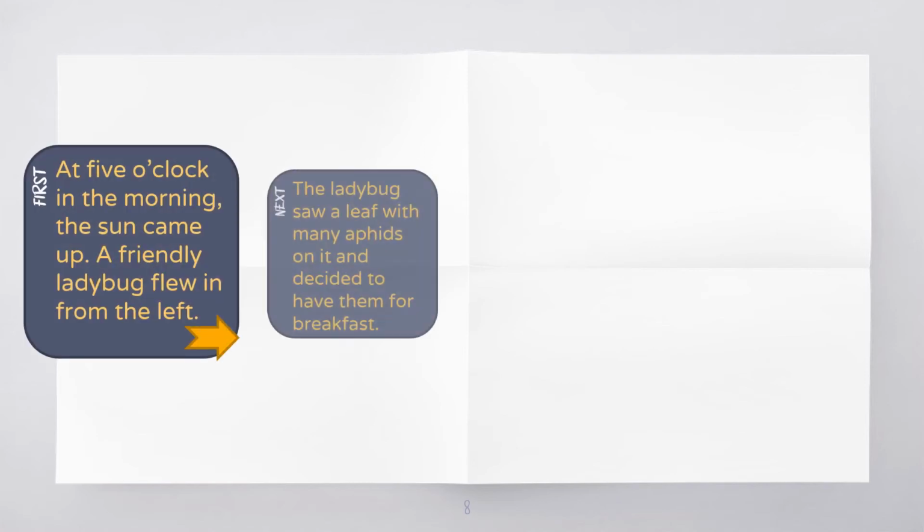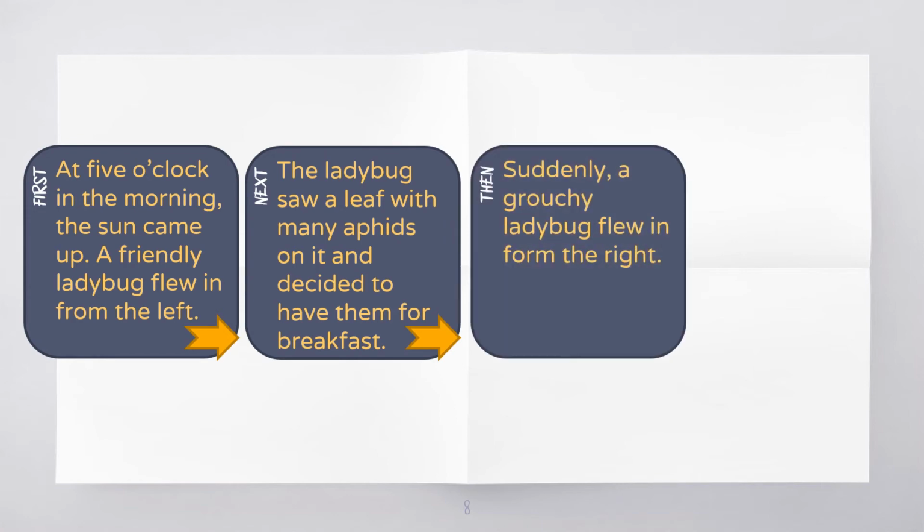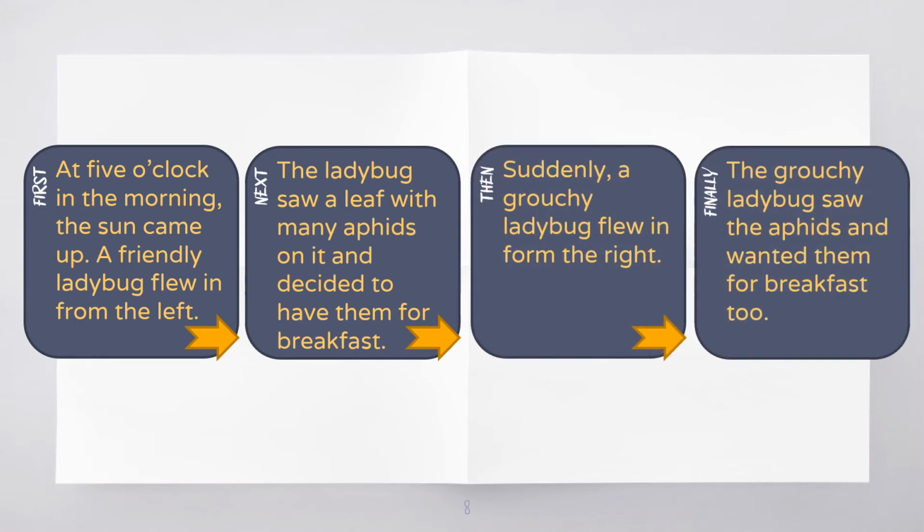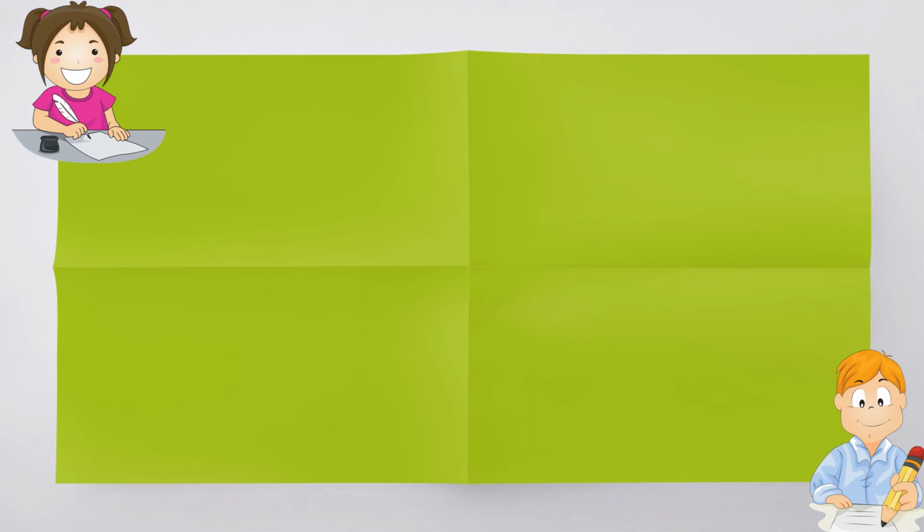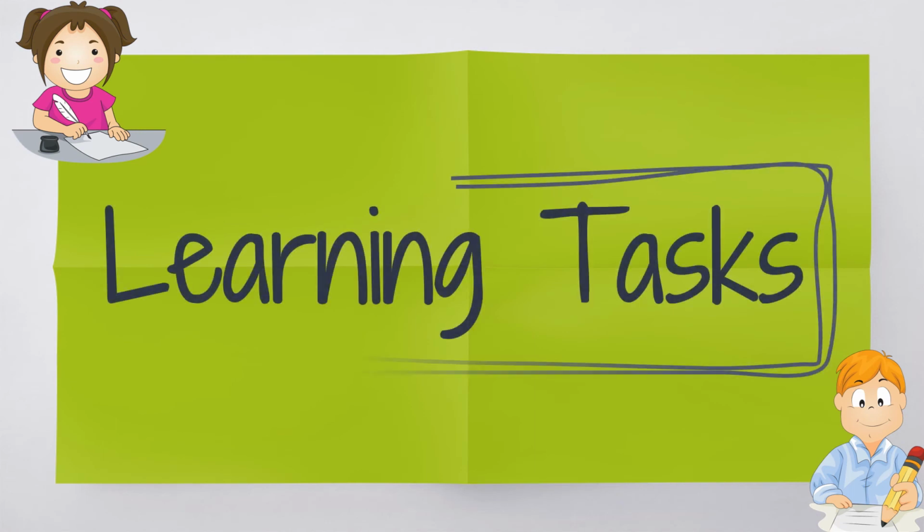Now, let us look at this illustration. Notice that the events from the story are written inside the boxes. We call these boxes a graphic organizer. Graphic organizers can be used to show sequence of events in a story. Now, you may begin answering the learning tasks.